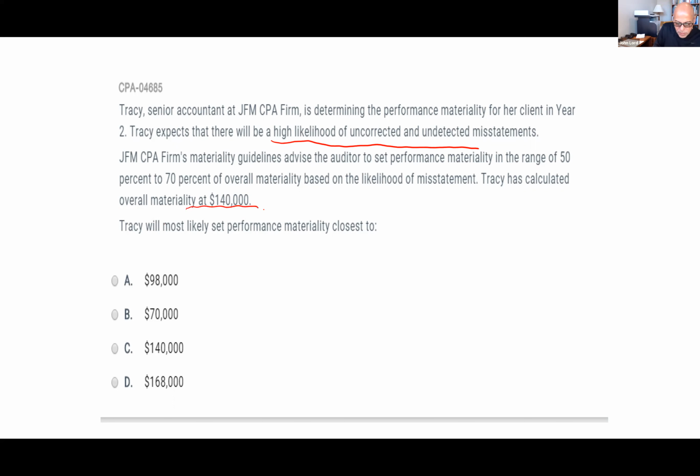So we're trying to come up with that performance, or tolerable, materiality here. We're calling it performance because I guess we're not applying audit sampling procedures to that 140,000. They've said it's what? A high likelihood. Now, unlike the example that we looked at, they're not telling us what part of the range is high versus what part of the range is low.